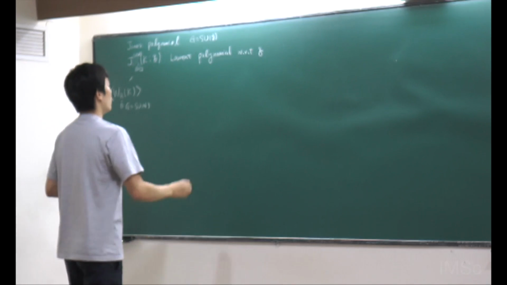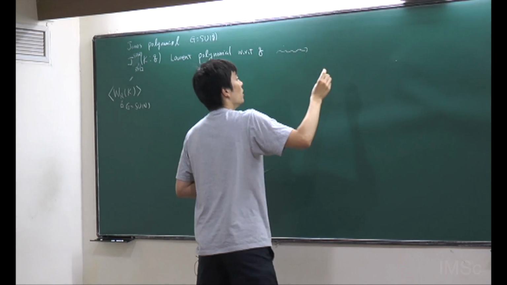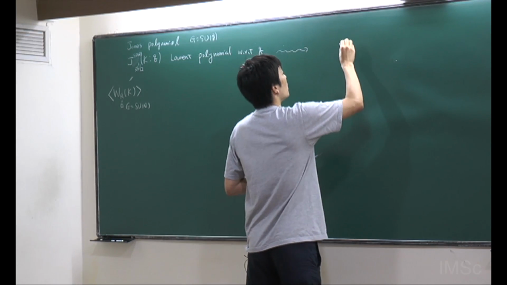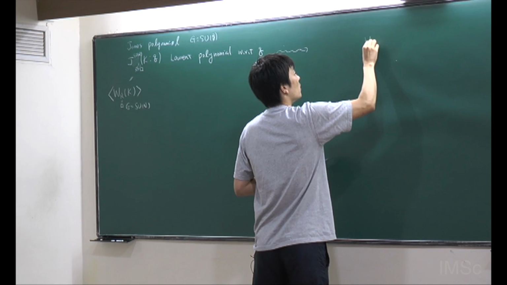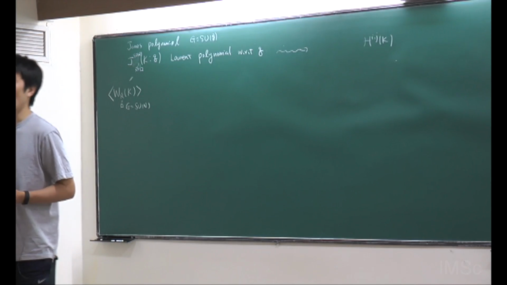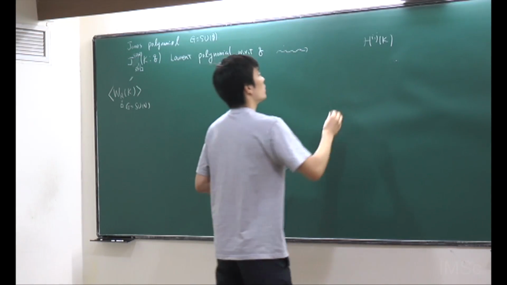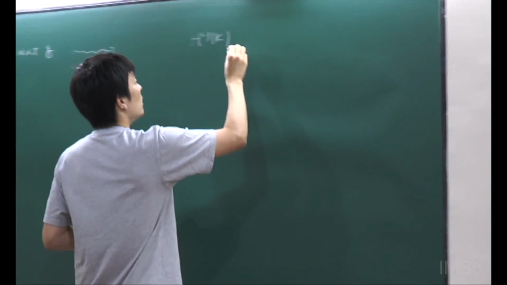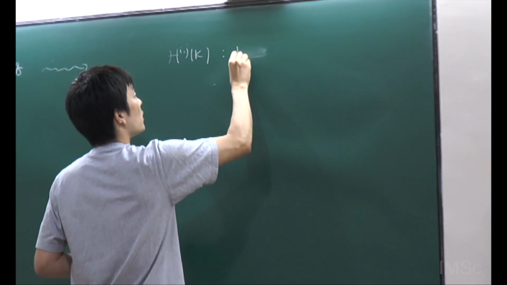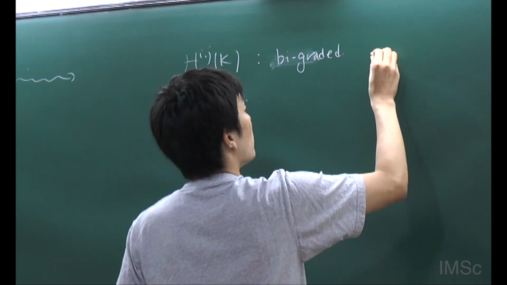And what Khovanov did is as follows. Instead of considering the quantum invariant, given a knot, you assign a vector space. Here i and j are the gradings, so it's doubly graded, a bigraded vector space.